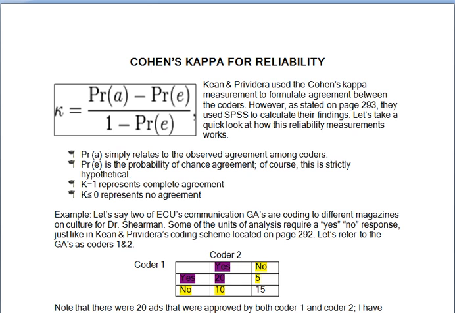Example. Let's say two of ECU's communication GAs are coding two different magazines on culture for Dr. Sherman. Some of the units of analysis require a yes-no response, just like in Keen and Prividera's coding scheme located on page 292. Let's refer to the GAs as coder 1 and 2.